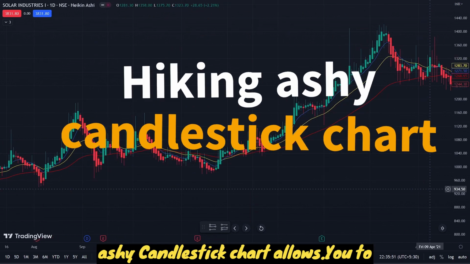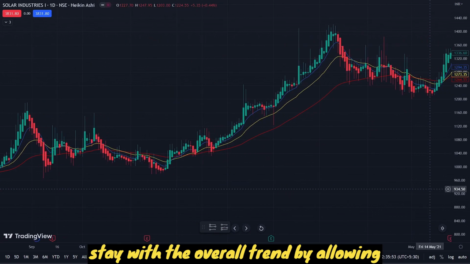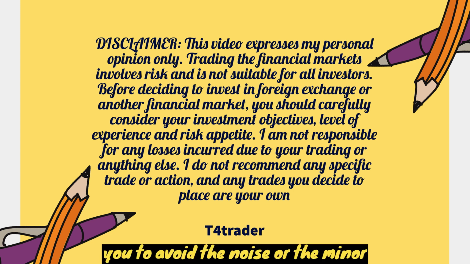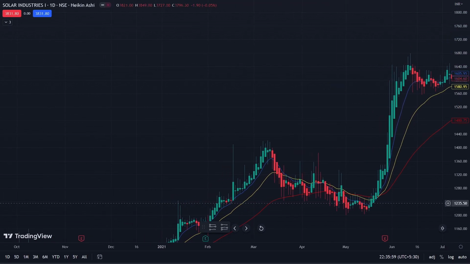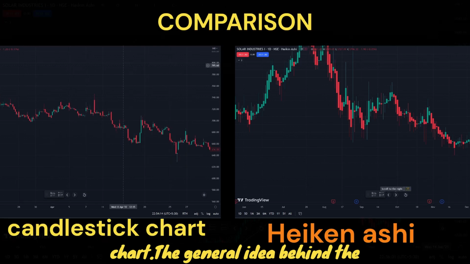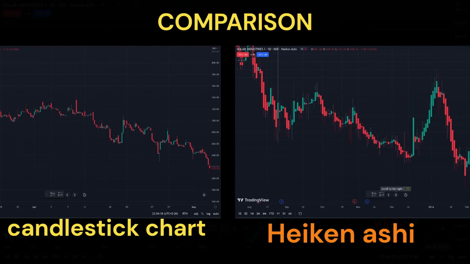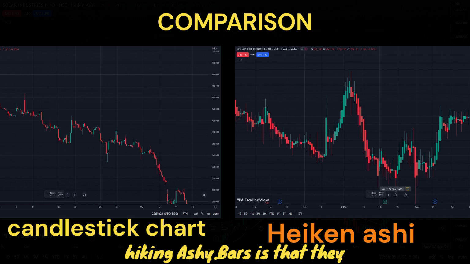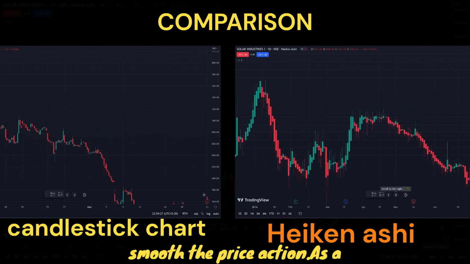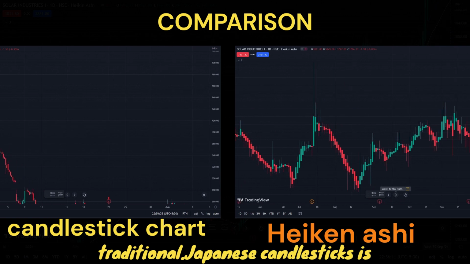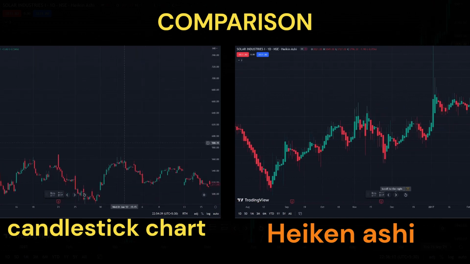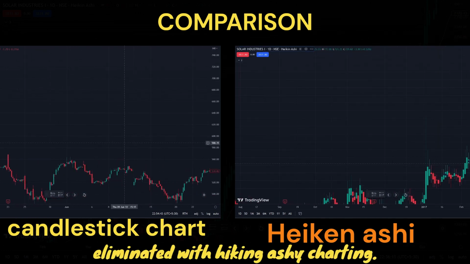HeikinAshi candlestick chart allows you to stay with the overall trend by allowing you to avoid the noise or the minor fluctuations of price that is prevalent in a standard candlestick chart. The general idea behind the HeikinAshi bars is that they smooth the price action. As a result, much of the noise shown in traditional Japanese candlesticks is eliminated with HeikinAshi charting.